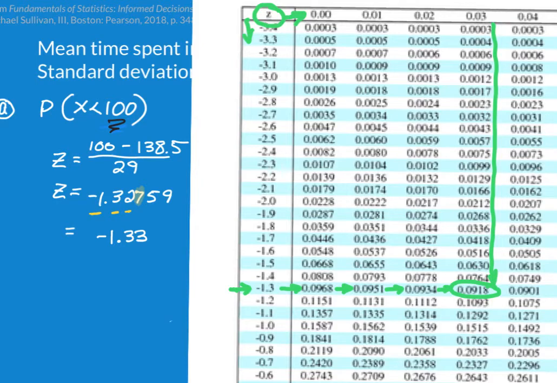So now what I have found is the area for the z-score of negative 1.33. I'm just writing that z-score down below. It's commonly not done at all, but it helps me remember where that area came from. It came from the z-score. I used the z-score to read the chart, and now I know that the area to the left of the z-score of negative 1.33 is 0.0918.